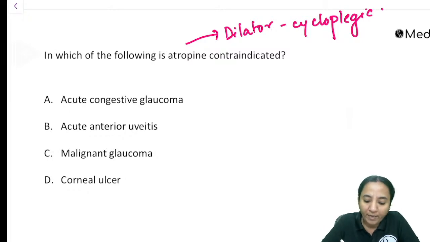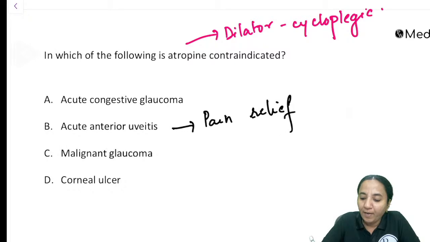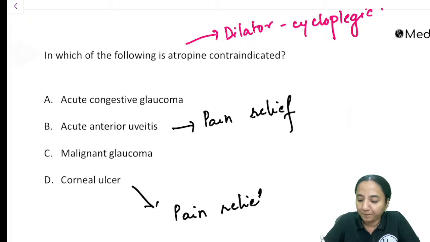So, in corneal ulcer and anterior uveitis, atropine has to be given. Why? In both these cases, it helps to relieve the pain. In acute anterior uveitis, atropine is given for pain relief. In corneal ulcer also, it acts as a cycloplegic and it helps to decrease the pain.